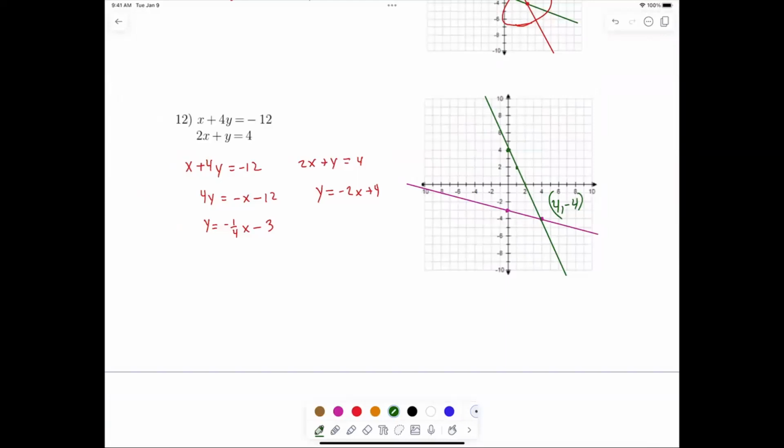Now, everybody do me a quick favor. Type in y equals negative 1/4 x minus 3 just for practice. You're trying to get good at using your calculator. And then type in y equals negative 2x plus 4. Then graph it and find the point of intersection, and tell me it is (4, negative 4) once you've done that. If you don't have your calculator, just borrow one from your neighbor. All right? And bring your calculator tomorrow.